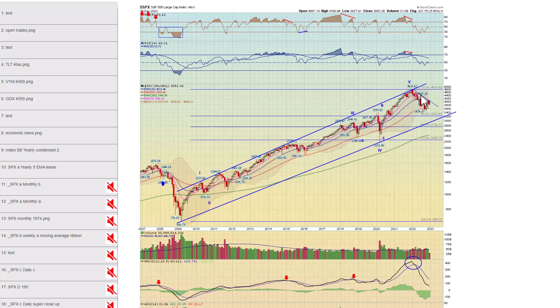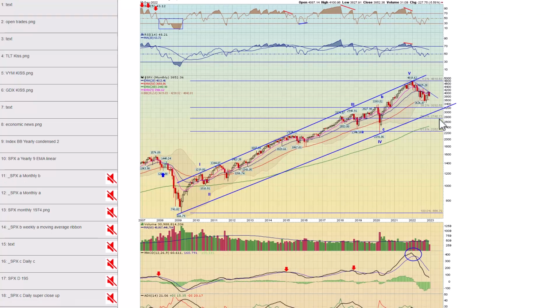Okay, you can see a series of lower lows, lower highs. You can see this channel, and one of our targets is the lower portion of this channel. I think sometime next year we'll get down to that point. Okay.